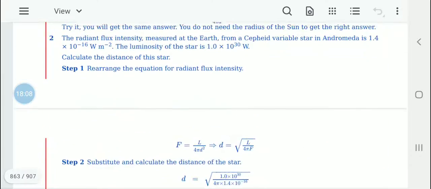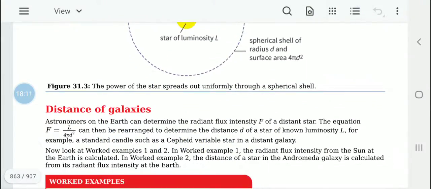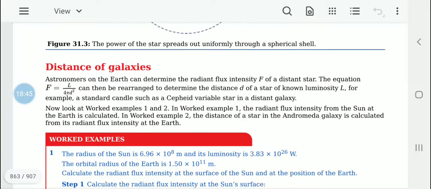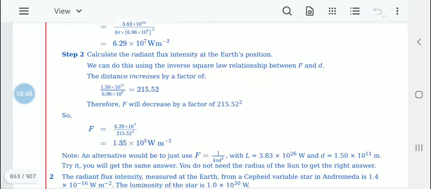Write down a note. By rearranging F equals L upon 4 pi d squared to obtain d, and knowing the luminosity and the radiant flux intensity, we will be able to calculate the distance of a star.